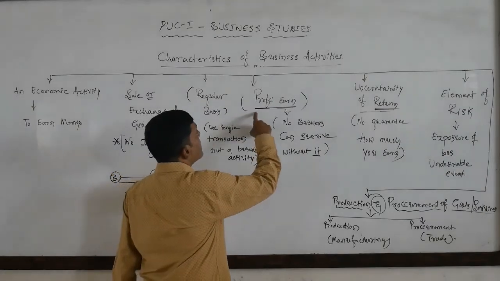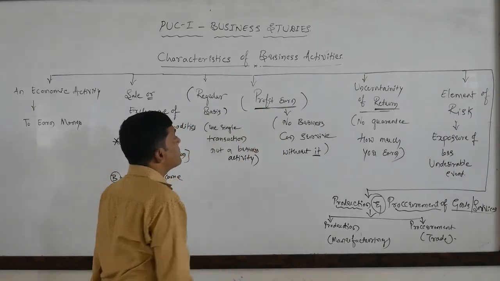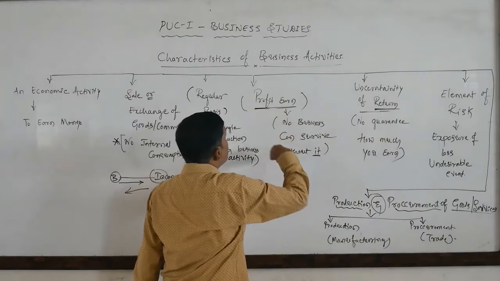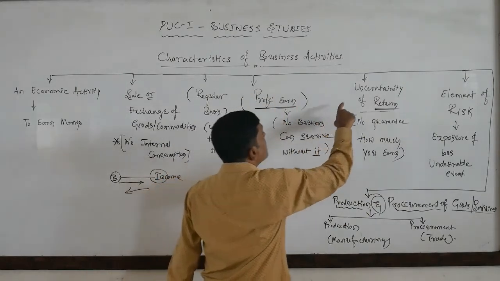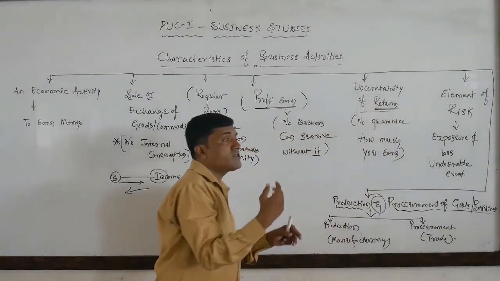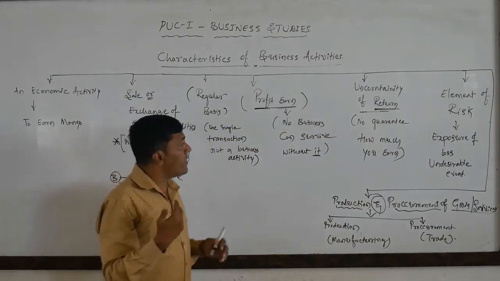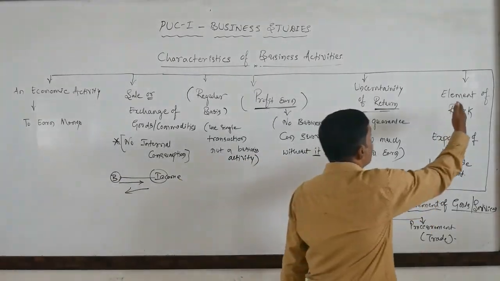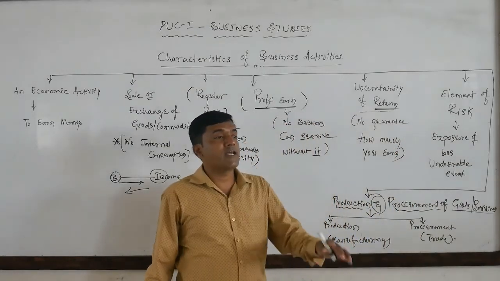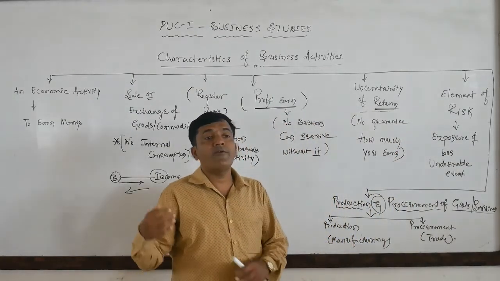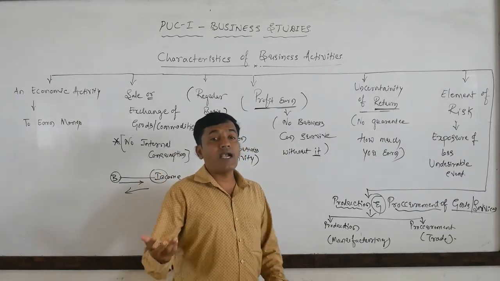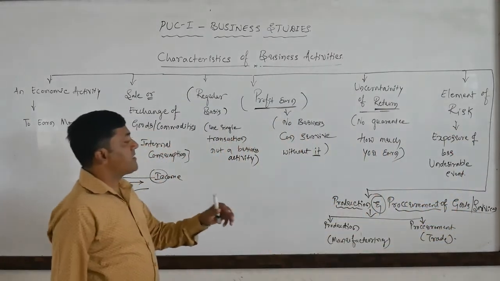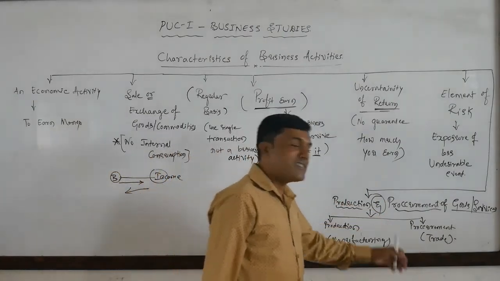So there must be the intention of earning profit. No business can survive without profit. So dear students, even though your intention is to earn a profit, there is uncertainty of return, you cannot say how much the profit will be. Sometimes you may face some losses. That also you don't know at the initial stage. Element of risk. Without risk, dear students, we cannot expect more profit. If you are ready to face the hard reality, that is the risk, then only you can expect more profit. The last characteristic, that is production and the procurement of goods or services.